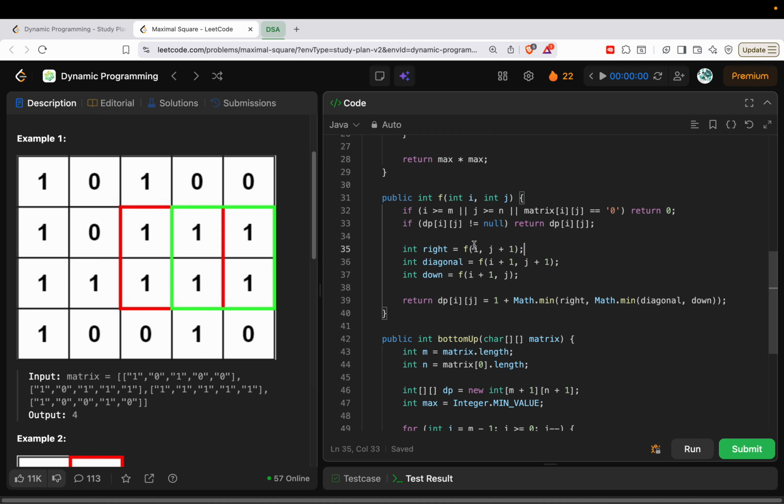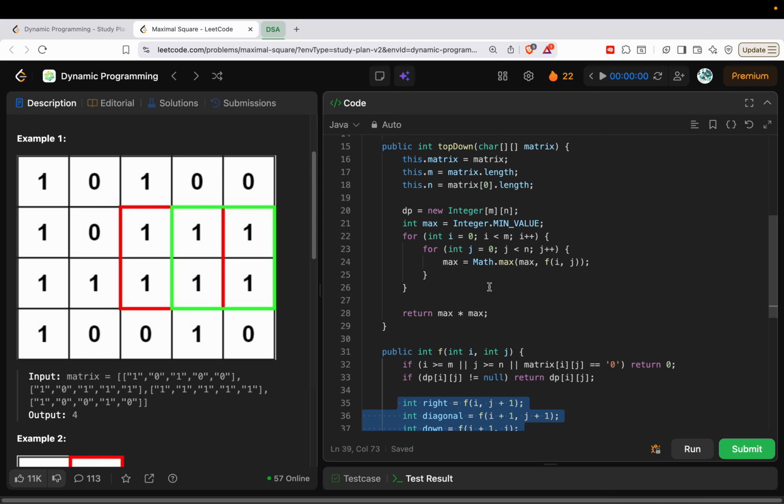indicating that we cannot form a square of any length. Okay, and we will be getting the answer from the right, diagonal and bottom, and getting the minimum among all those things and contributing 1 to it, which will be the answer to the current cell. Okay, I am storing this value in order to reuse it for the future. So if the answer to a particular state is already computed, then I will be simply returning it, or else I will be recomputing the answer.